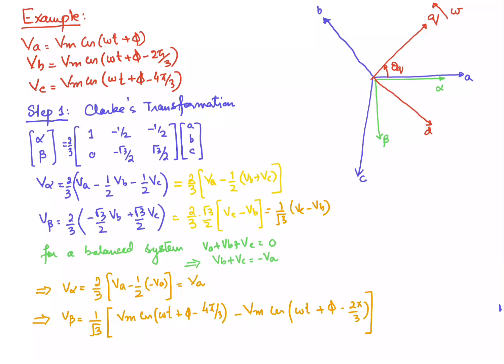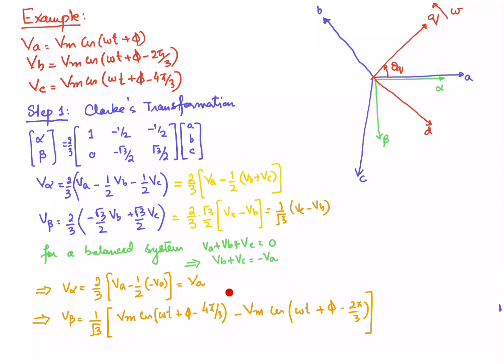Okay, the system is balanced. So for a balanced system, VA plus VB plus VC will be equal to 0, and there will be no zero sequence component. So from this equation, VB plus VC will be equal to minus VA. Using this, that VB plus VC is equal to minus VA, we can write down this equation, and the beta axis voltage can be calculated with the help of this equation.